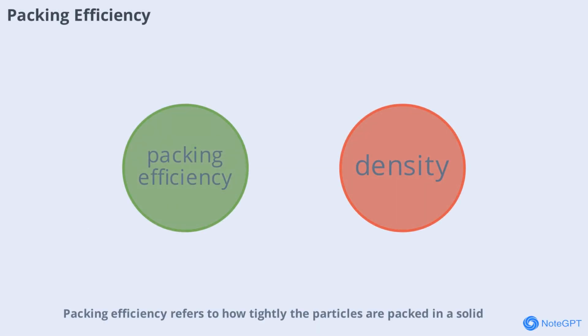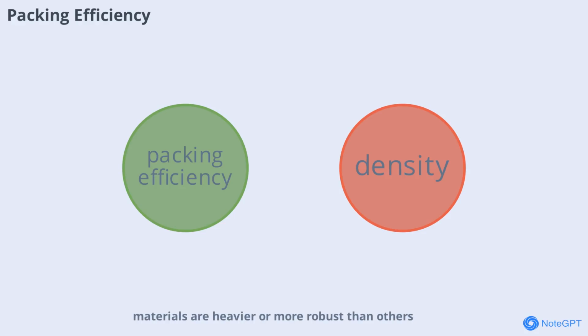Packing efficiency refers to how tightly the particles are packed in a solid. In some structures, particles are packed more efficiently, leaving less empty space. This efficiency affects the density and stability of the solid. For example, face-centered cubic structures have higher packing efficiency than simple cubic ones. Understanding packing efficiency helps explain why some materials are heavier or more robust than others, even if they're made of similar atoms.